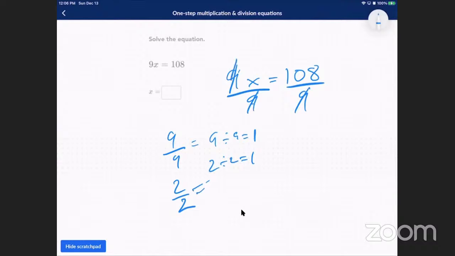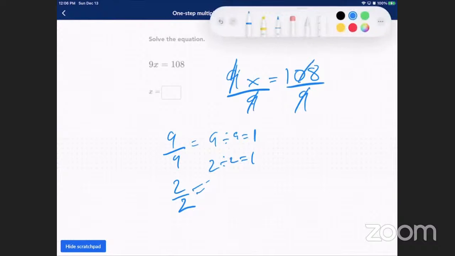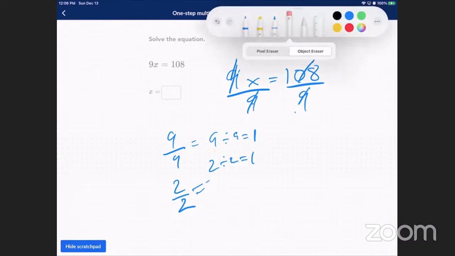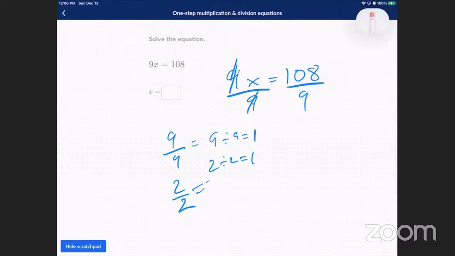Now, looking at this without trying to figure out what 9 times something equals 108, the idea would be to just try to divide 108. Let me get rid of this. Actually, I want the other one. Yeah, object eraser. So we know that 108 divided by 9, we would do this.